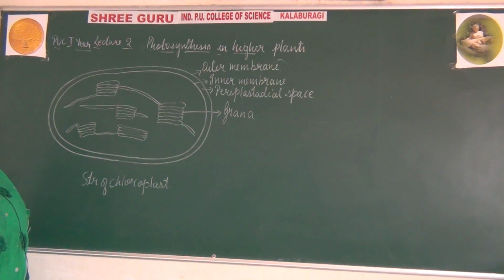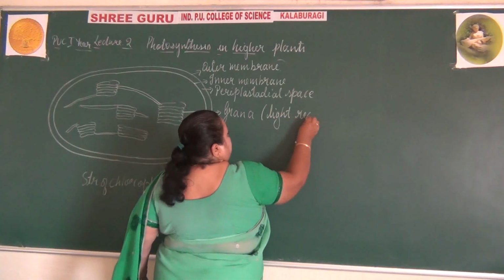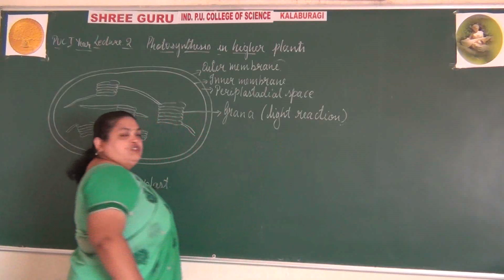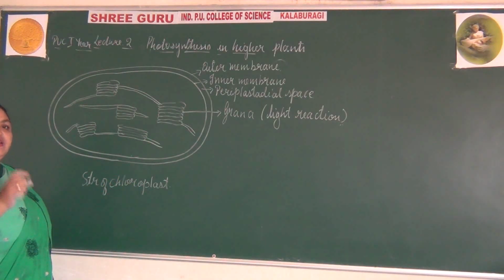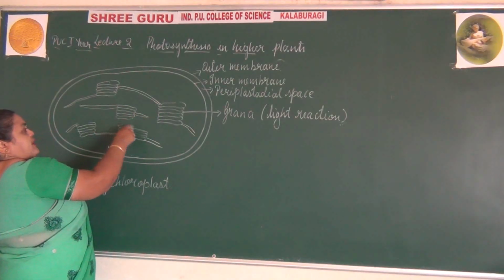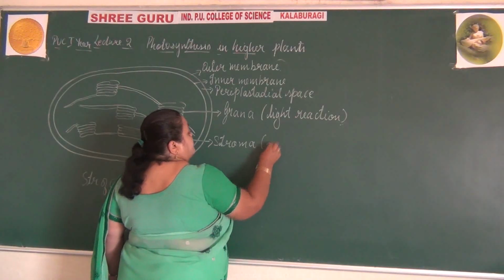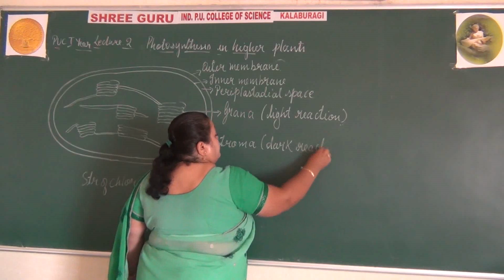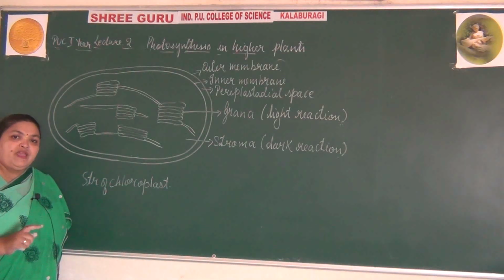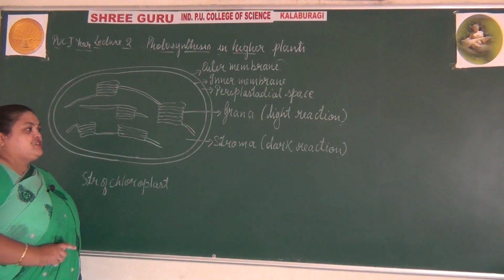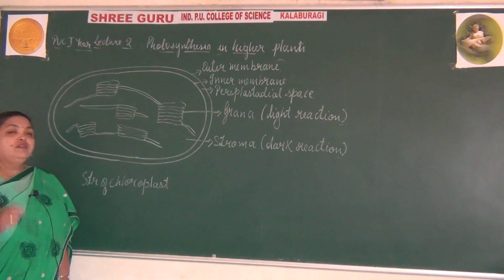Inside the chloroplast there are two main components. The grana is the site of light reaction, and the fluid material, the matrix, which you can see here, is the stroma, the site of dark reactions. So the chloroplast contains two main components: the grana, the light reaction site, and the stroma, the site of dark reaction. We can see a perfect division of labor in the chloroplast itself.